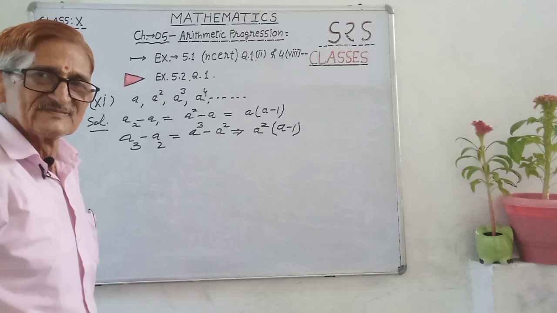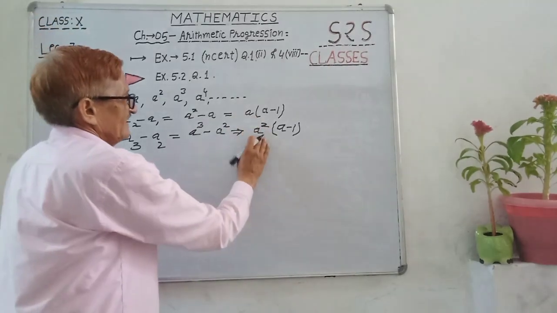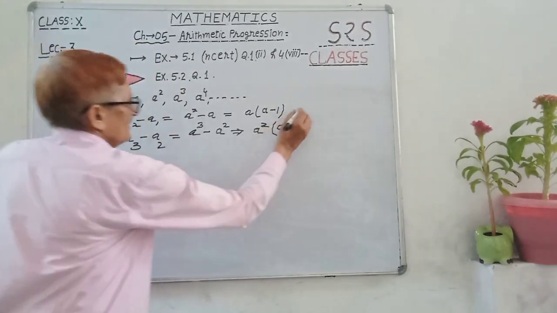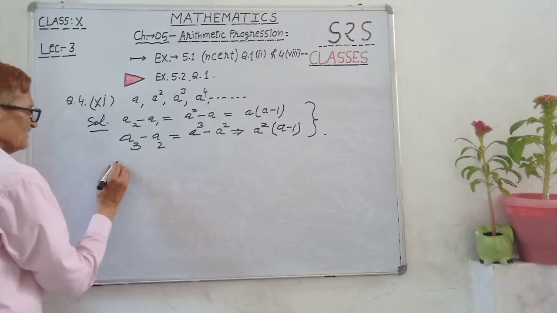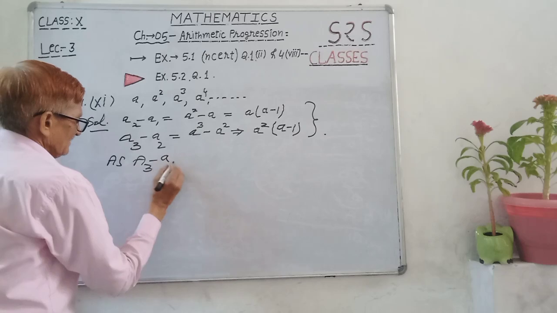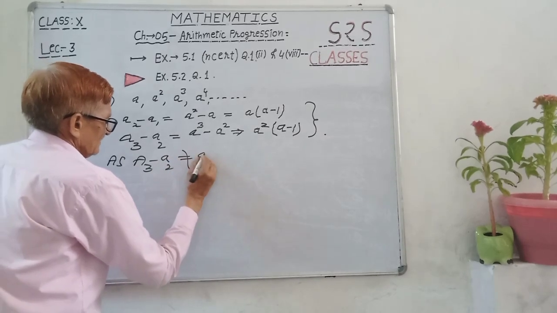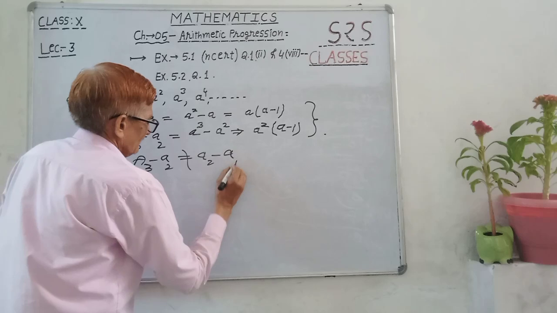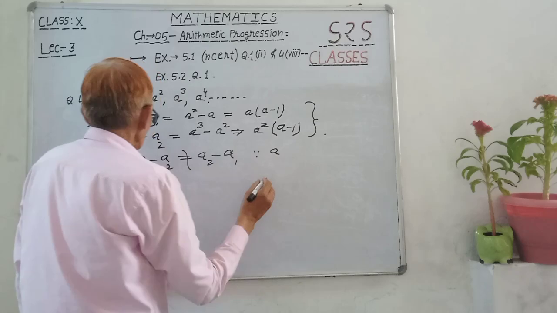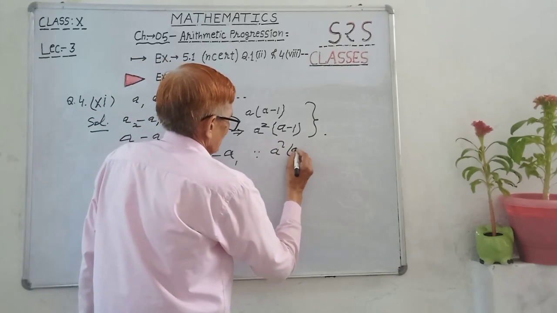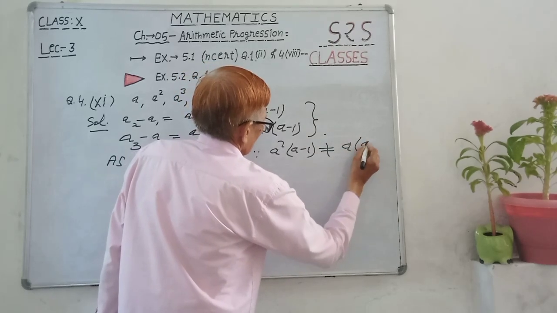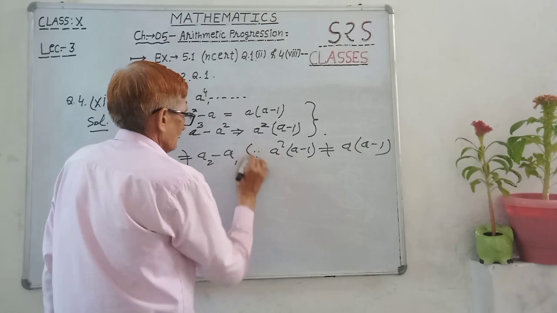क्या ये इक्वल हैं दोनों? नो, बिकॉज यहाँ ए है, यहाँ ए स्क्वायर है मल्टीप्लाई में, वन फैक्टर सेम है, तो नॉट इक्वल. So we have to say from this, a3 minus a2 not equal a2 minus a1, okay, because a square into a minus 1 not equal a into a minus 1, not equal.